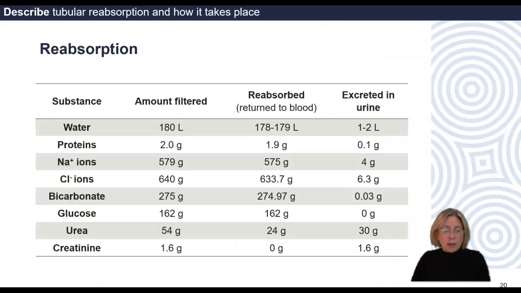So when we look at this here, you can see that nearly everything that's really vital for the body that gets filtered, nearly all of it gets reabsorbed, except for creatinine down the bottom, because that's a waste product, right?